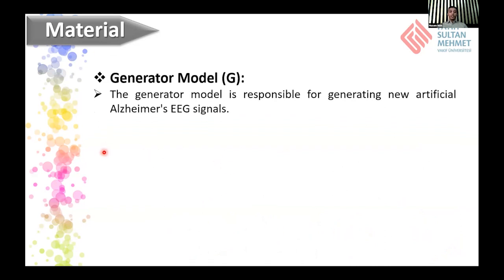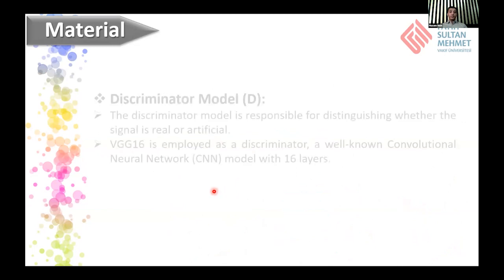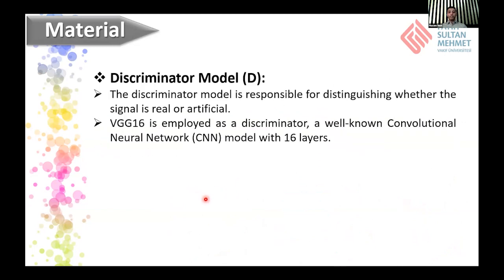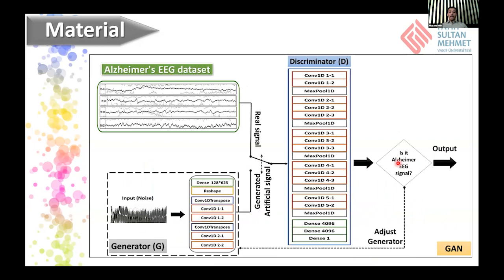Now we will move to the GAN model. The GAN model consists of two models, a generator and a discriminator. The generator model is responsible for generating a new artificial Alzheimer's EEG signal. It is fed by noise and has 8 layers, as we can see, and the output is an artificial EEG signal. Now we will move to the discriminator. The discriminator model is responsible for distinguishing whether the signal is real or artificial. We used VGG16, a well-known convolutional neural network with 16 layers: 13 convolution layers and 3 fully connected layers.